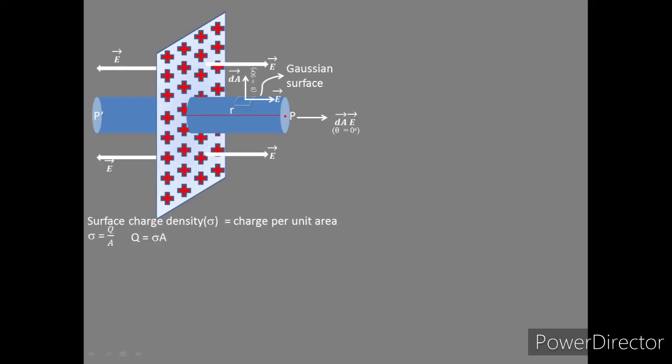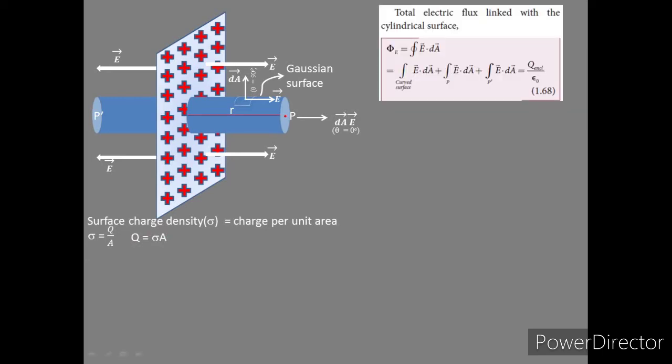Sigma is the surface charge density, A is the area of the cross section. I already told you, here is the electric flux linked with the cylindrical surface. So when you consider the cylindrical surface, you have to consider throughout the cylinder, both the end caps as well as the curved surface also. So the equation involves three terms of integration. That is, the first term of the integration is the curved surface, and the next terms are the P integration and P dash integration. So we are having three terms.